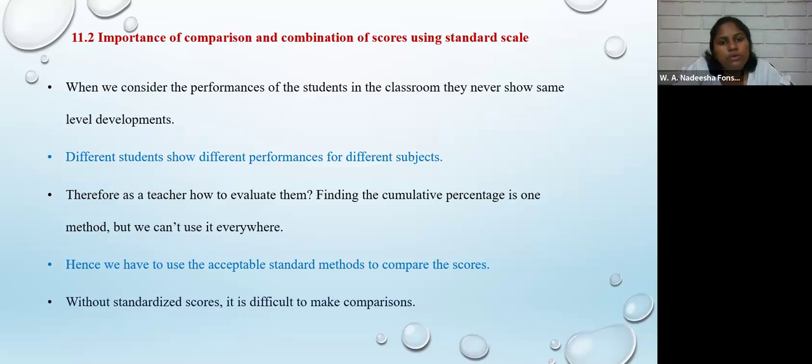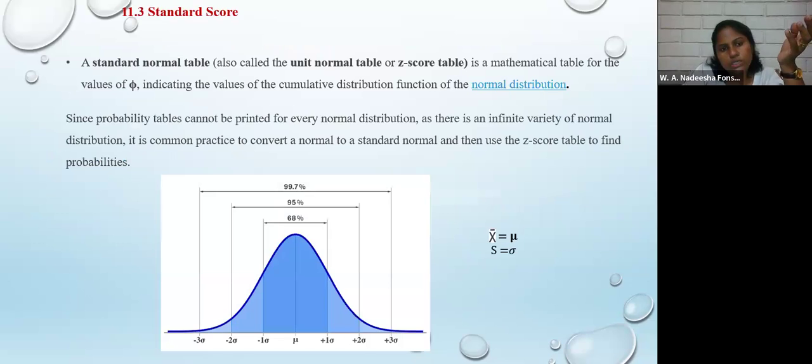Now we know that when we consider the performances of the students, they never show the same development. And even if there are developments, there may be some other extra effects like background disturbances or illness. Therefore, we have to be careful about comparing those scores. Different students also show different performances. Most probably we find the cumulative percentage and compare them, but there are some methods we can use more fairly. We are going to consider that.